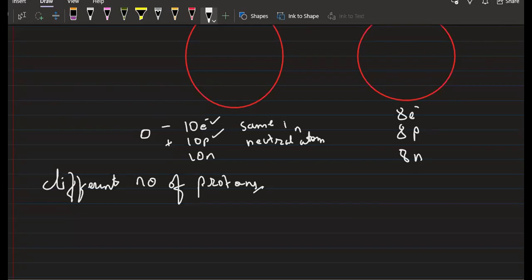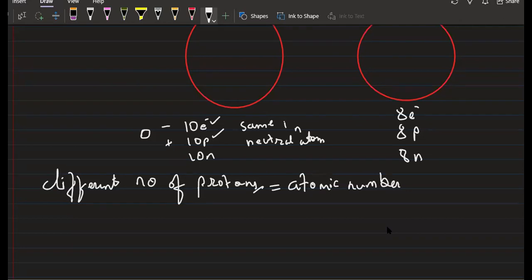So I can say that if two atoms are different, they should have different numbers of protons. They will never have the same number of protons. That's why the number of protons present in an atom is called the atomic number. Write it down. Atomic number. Got it, everyone?